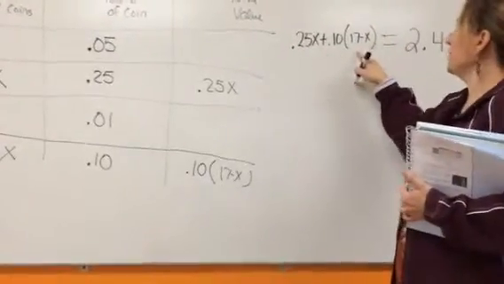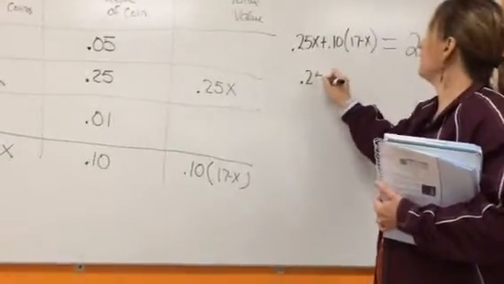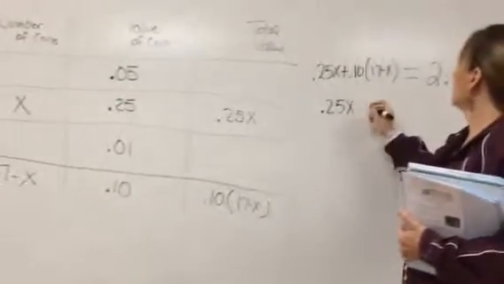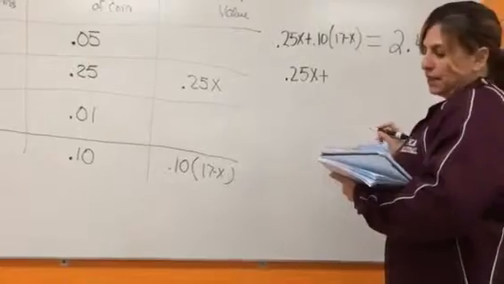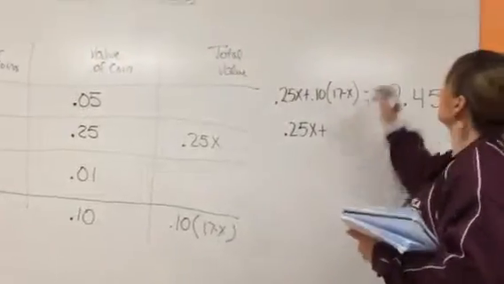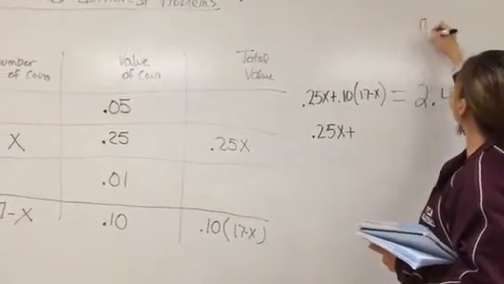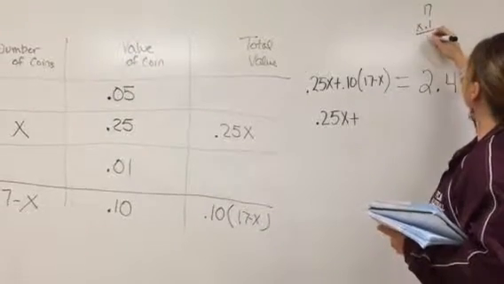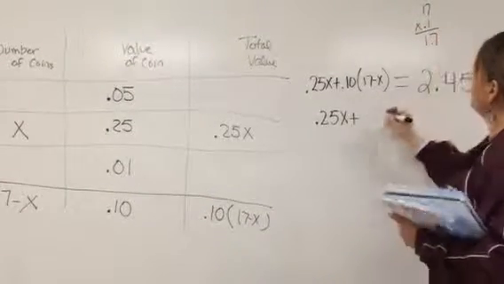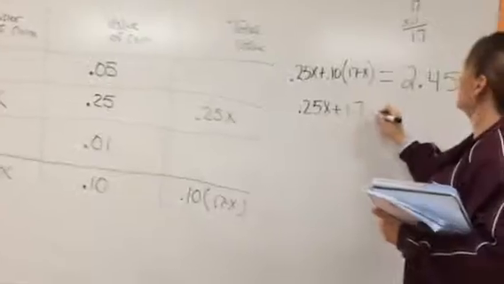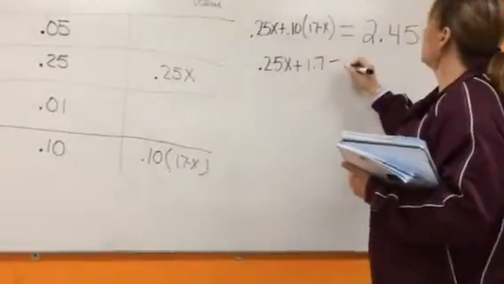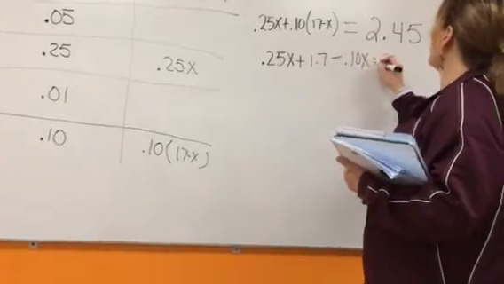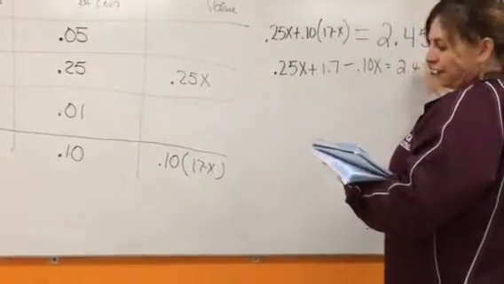And I have to distribute that. So 0.25x plus 0.10 times 17 is just 17 times 0.1, so it's going to be 1.7, minus, I'm going to distribute my negative there, 0.10x, and that all equals 2.45.